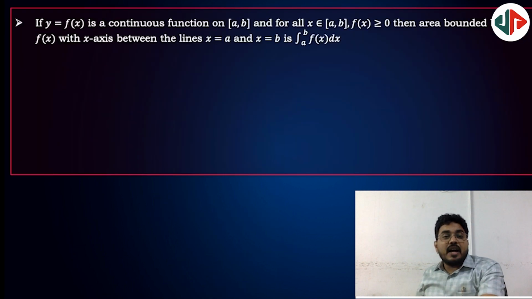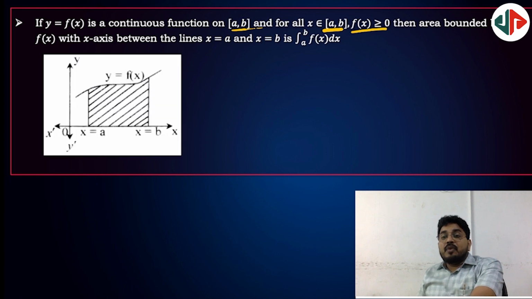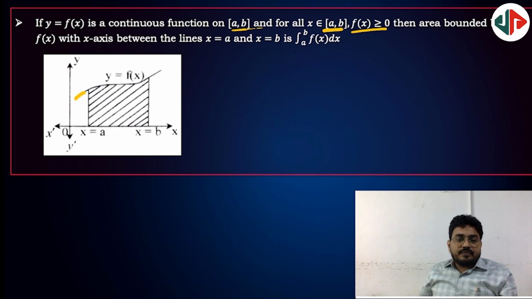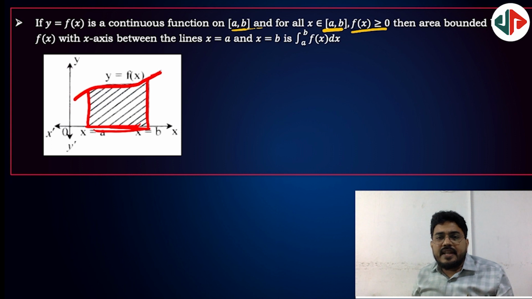We'll be discussing that now. Y is equal to f of x is continuous in the interval a to b. For all x belonging to a to b, f of x is greater than 0, then the area bounded by y is equal to f of x with the x-axis. Let me change the color. So this is the f of x, and I need the area between x is equal to a and x is equal to b with the x-axis. Simply, this answer is the integral a to b f of x dx.